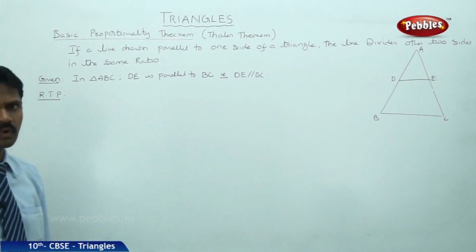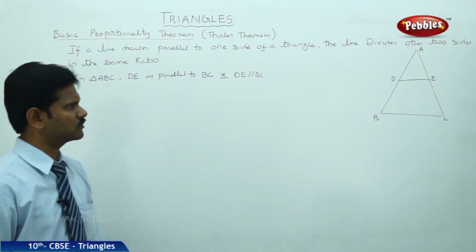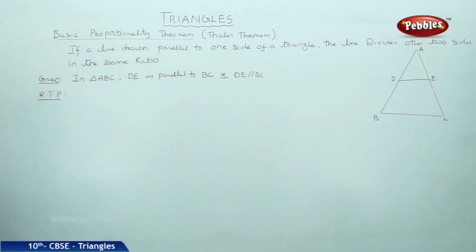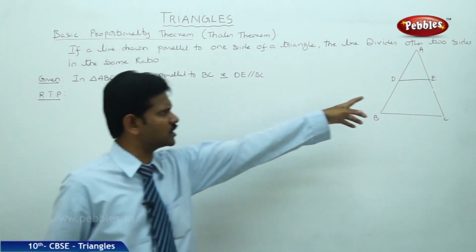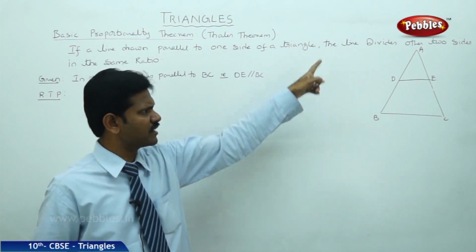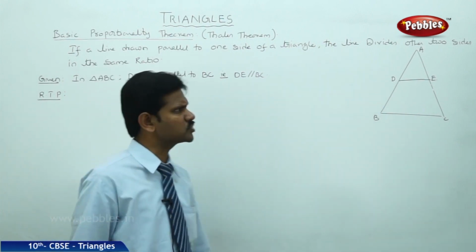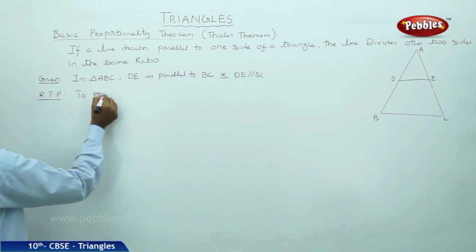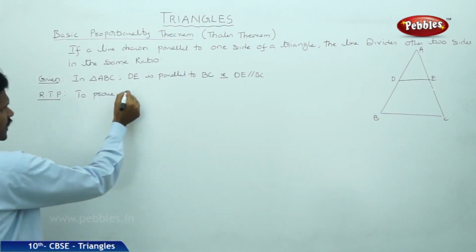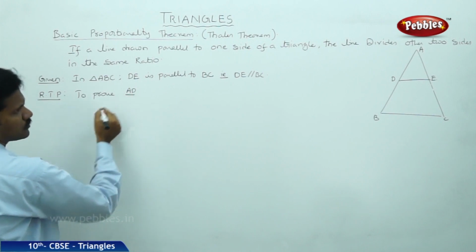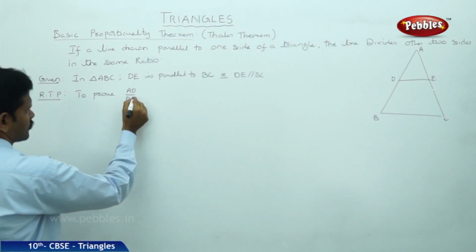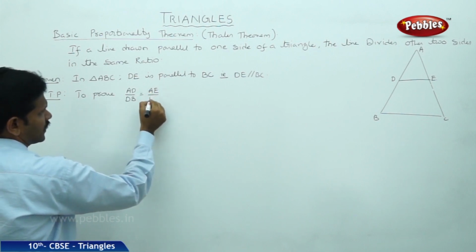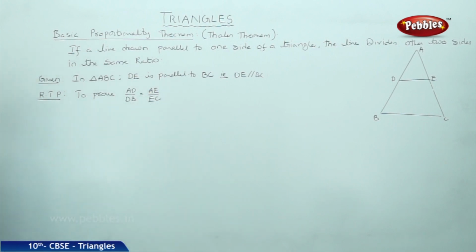Required to prove. What we have to prove in this session? The line divides the other two sides in the same ratio. That is, the line DE divides AB and AC in the same ratio. That is, to prove AD by DB is equal to AE by EC.